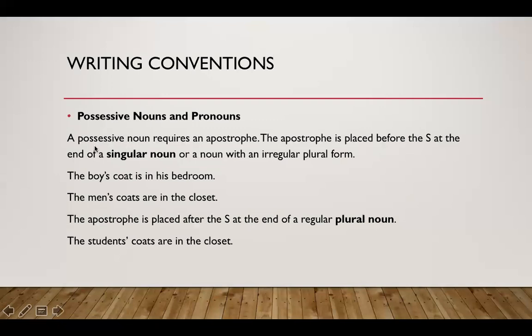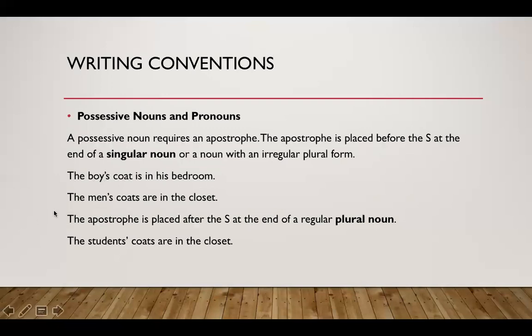Possessive nouns and pronouns. A possessive noun requires an apostrophe, and the apostrophe is placed before the S at the end of a singular noun or a noun with an irregular plural form. For example, the boy's coat is in his bedroom. There's only one boy, and it's his coat that's in the bedroom. This apostrophe S shows that the coat belongs to the boy. So there's only one boy with one coat, and the coat belongs to the boy.